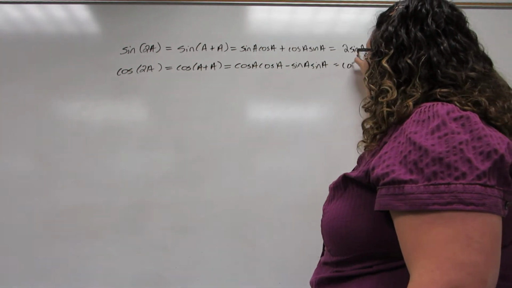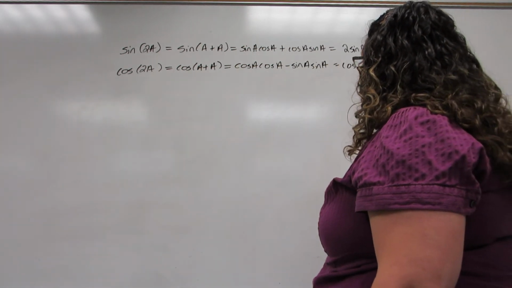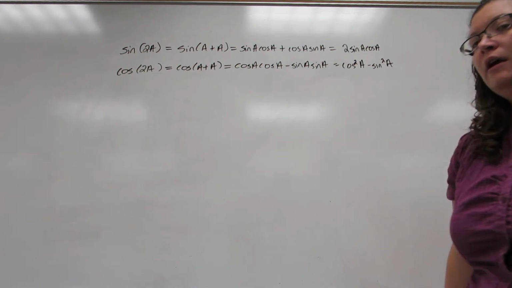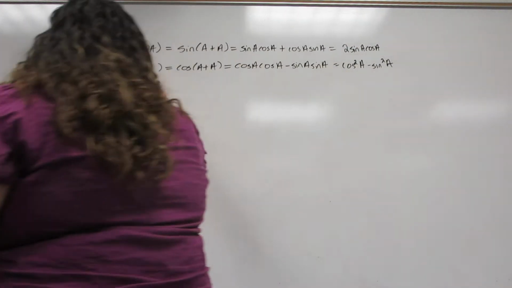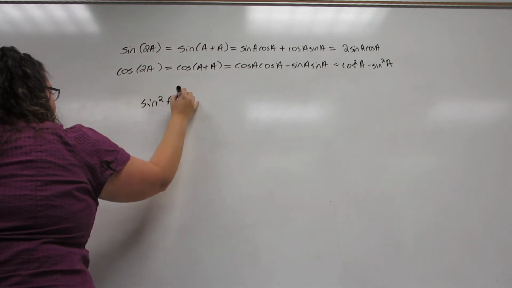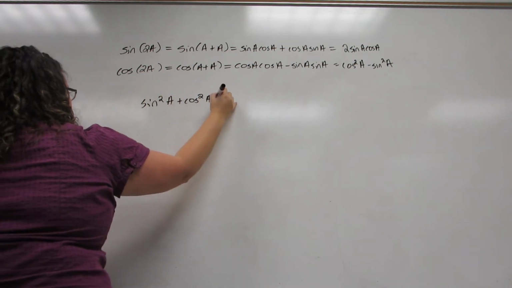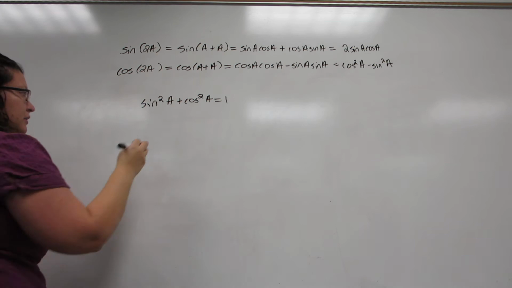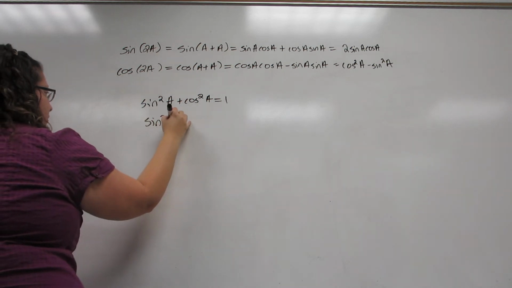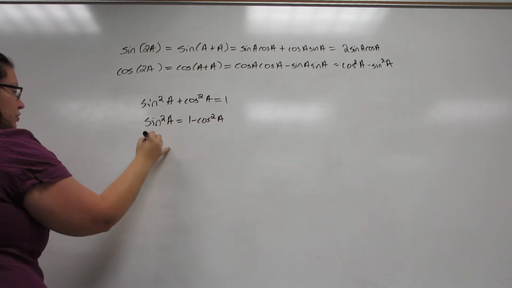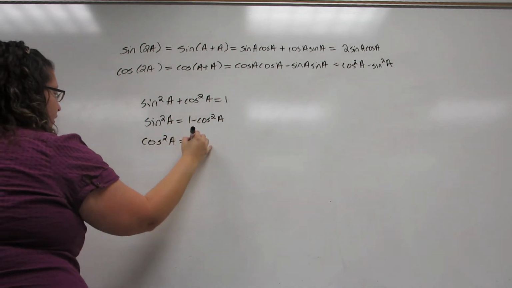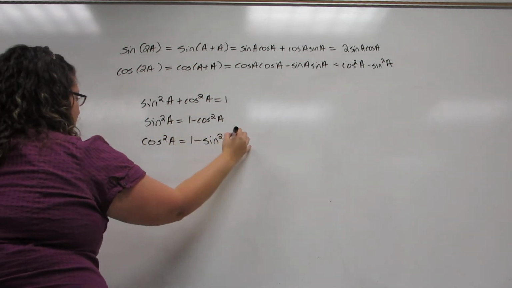And I end up with cosine squared a minus sine squared a. Now this one we can actually do something a little bit more with. Because if you remember, sine squared a plus cosine squared a equals 1. This means that if I solve it for sine squared, I get 1 minus cosine squared. Or I could have also solved it for cosine squared and get 1 minus sine squared.